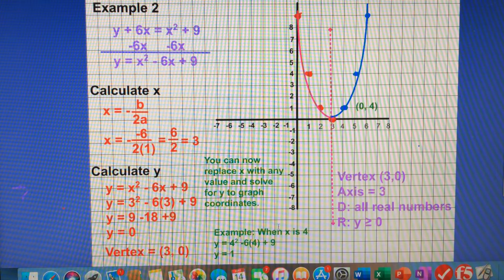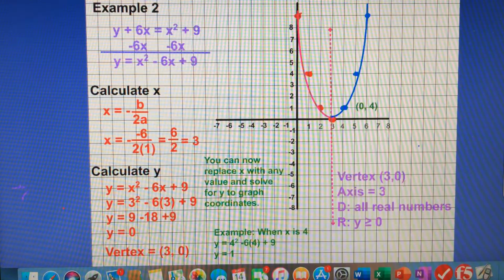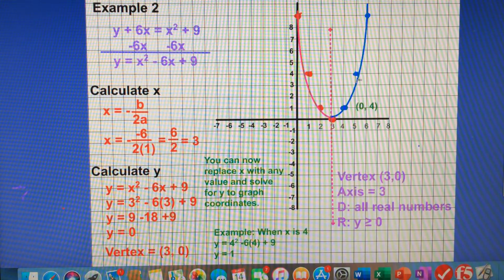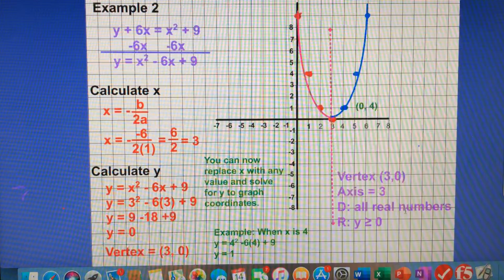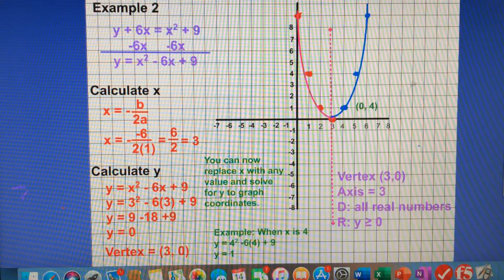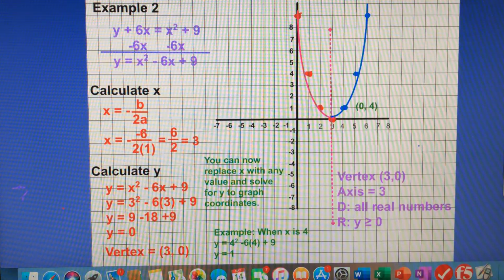So just pick x values. I pick 4. x is 4, y is 1. I can go ahead and just keep picking values, and then I mirror them on the other side. My vertex is 3, 0, an axis of 3, domain all real numbers, y is greater than or equal to 0.